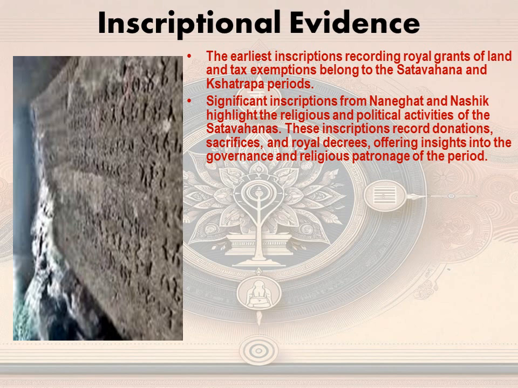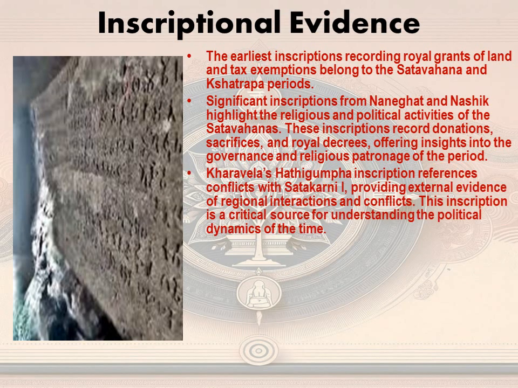Significant inscriptions from Naneghat and Nasik, both in Maharashtra, highlight the religious and political activities of the Satavahanas. These inscriptions record donations, sacrifices, and royal decrees, offering insights into the governance and religious patronage of the period. So, these inscriptions record the royal sponsorship of various religious events and also royal decrees. Thus, we get an insight into the governance and administration of the Satavahana period.